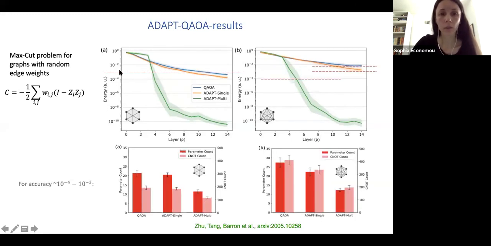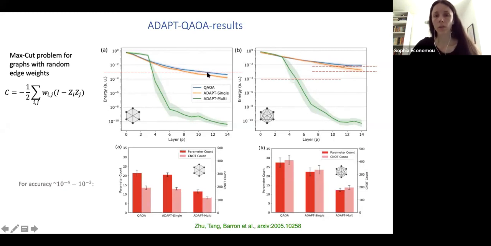So if I look for a particular value of the energy here, you see I need fewer gates for the adapt version of QAOA with entangling mixers, but I'm also using fewer CNOTs. So here, if you look at the number of CNOTs, which is the pink bar here, the multi-qubit mixers actually, counterintuitively, use much fewer both parameters and CNOTs.